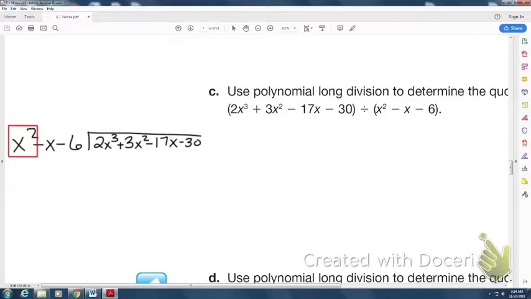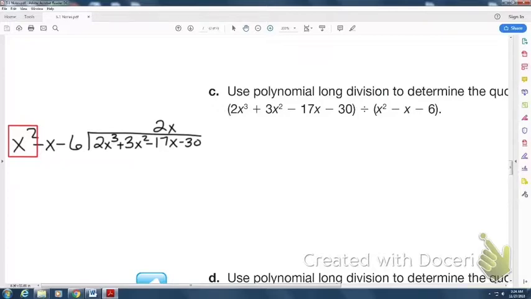So Tate, what is 2x cubed divided by x squared going to be? It's going to be 2x. Yeah, it's just going to be 2x. Write it above that 17x like I did, and I'll explain why here in just a minute once we're done with this whole problem.